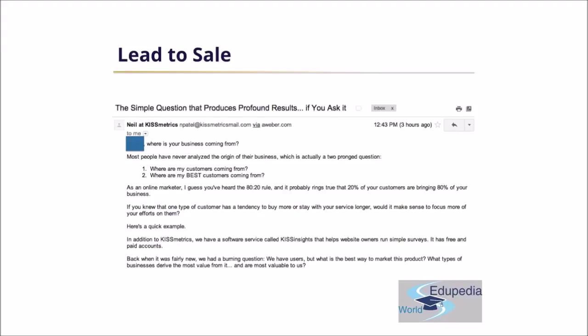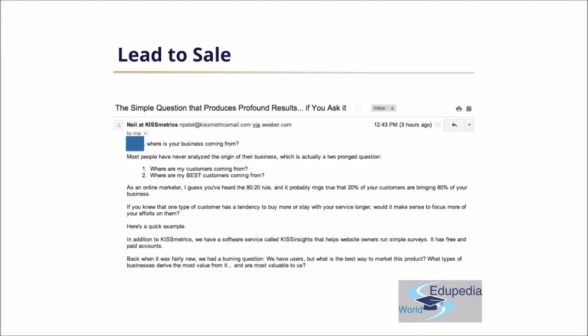Most people have never analyzed the origin of their business, which is actually a two-pronged question. Where are my customers coming from? Where are my best customers coming from, right? Two questions which generally people ask. As an online marketer, I guess you heard the 80-20 rule, and it probably rings true that 20% of your customers are bringing 80% of your business. If you knew that one type of customer has a tendency to buy more or stay with your service longer, would it make more sense to focus more of your efforts on them?